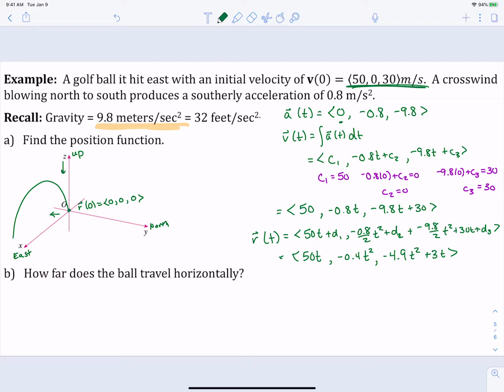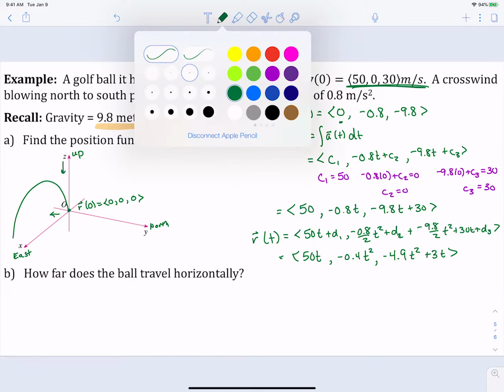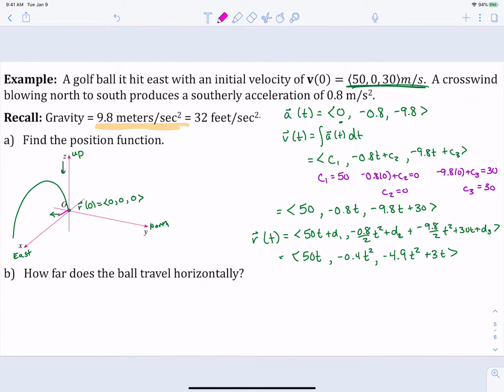So how far does the ball travel horizontally? Again, what we're looking for here is this vector right there, and we're looking for the magnitude of this vector. So we want to know how long is that vector. Wherever it travels, how long is that? So first off, we have to figure out when does it hit the ground. That's kind of the first question. Hit the ground?